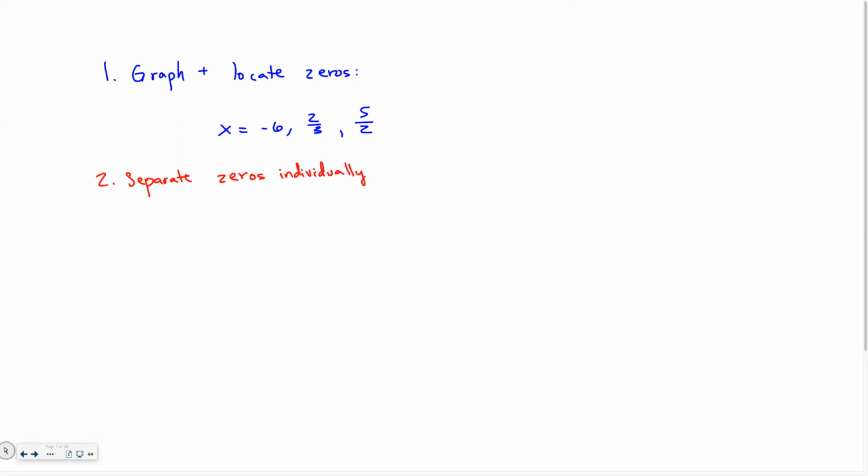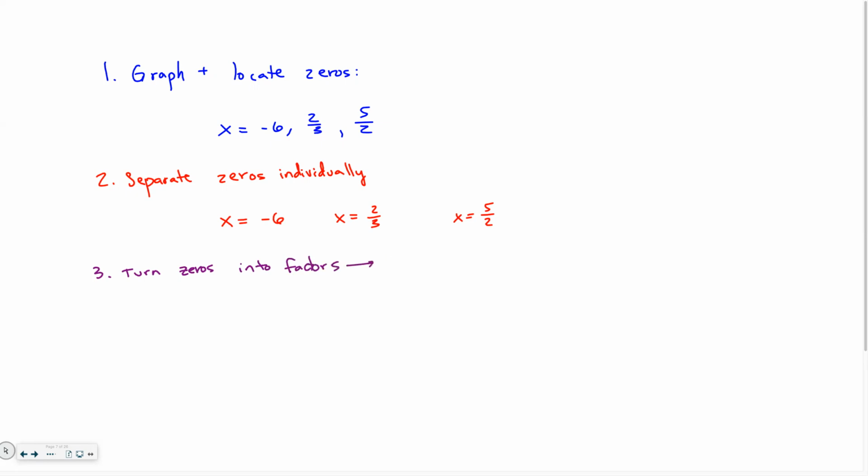So just find some space to write this down. I'm sorry, you might be limited, but I'm going to write this as x equals -6, x equals 2/3, and x equals 5/2. Step 3. Turn zeros into factors.